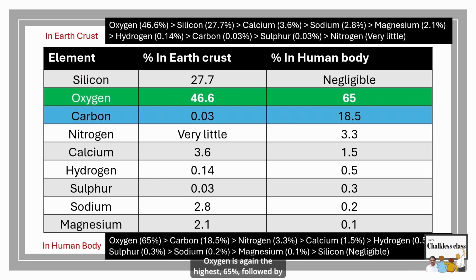Oxygen is again the highest, 65%, followed by carbon 18.5%, nitrogen 3.3%, and calcium 1.5%. Hydrogen is present in moderate proportion, 0.5%, sulfur in low proportion, 0.3%, sodium 0.2%, and magnesium 0.1%. Silicon, though abundant in the Earth's crust, is negligible in the human body. This comparison highlights that while the Earth's crust is dominated by inorganic elements like silicon and calcium, the human body is rich in organic elements such as carbon, oxygen, and nitrogen, which are essential for biomolecules and life processes.